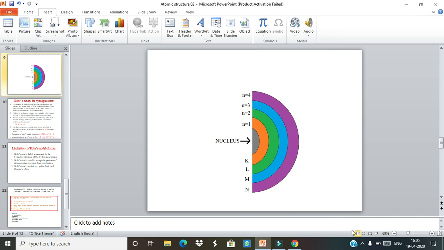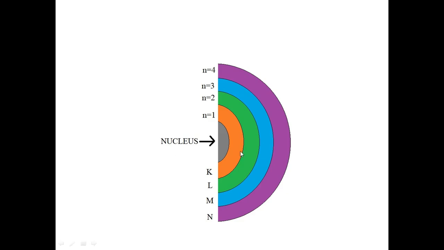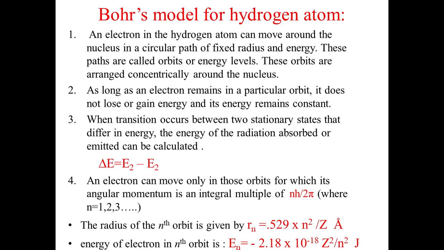Now you can see here what Bohr said: there are a number of circular paths around the nucleus. They are called energy levels. The first circular path is denoted by K, the second is L, then M, N, and each shell is denoted by a principal quantum number represented by small n: 1 for K, 2 for L, 3 for M and 4 for N. This is all about Bohr's model. So what are the postulates? All the circular lines around the nucleus are called energy levels, shells, or orbits.